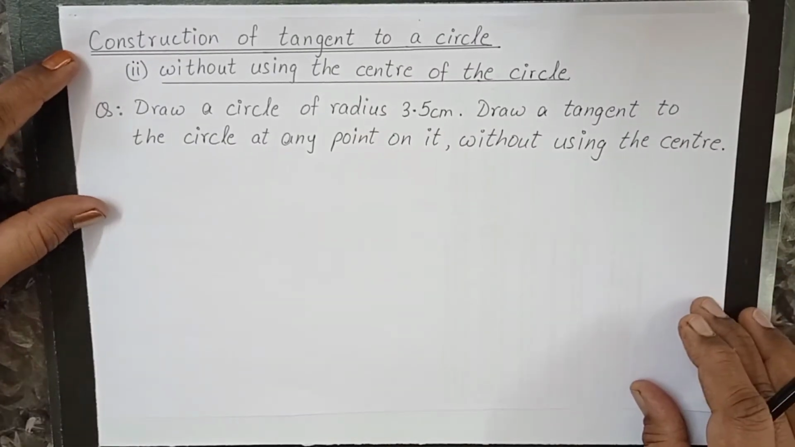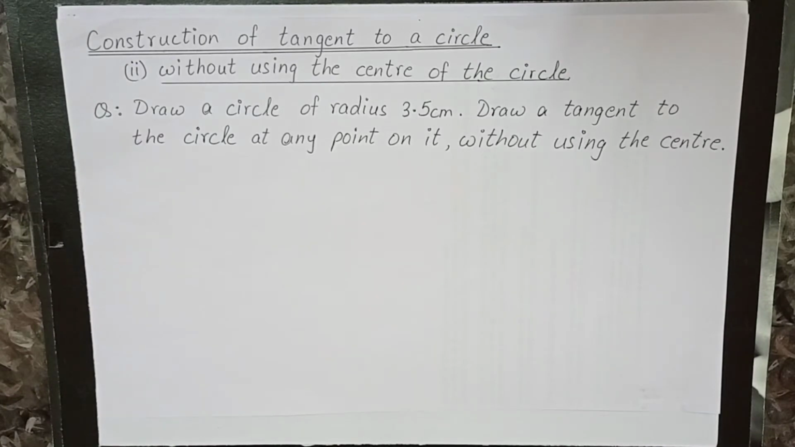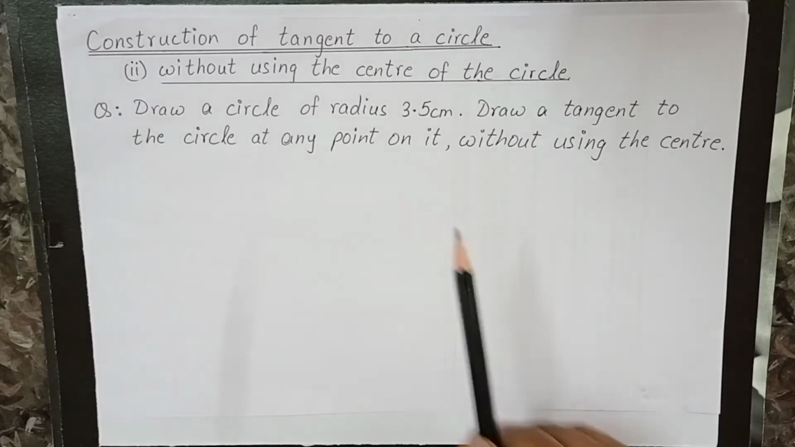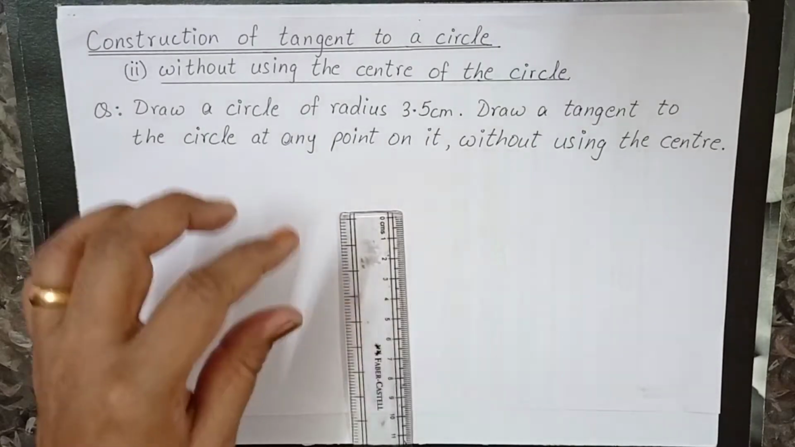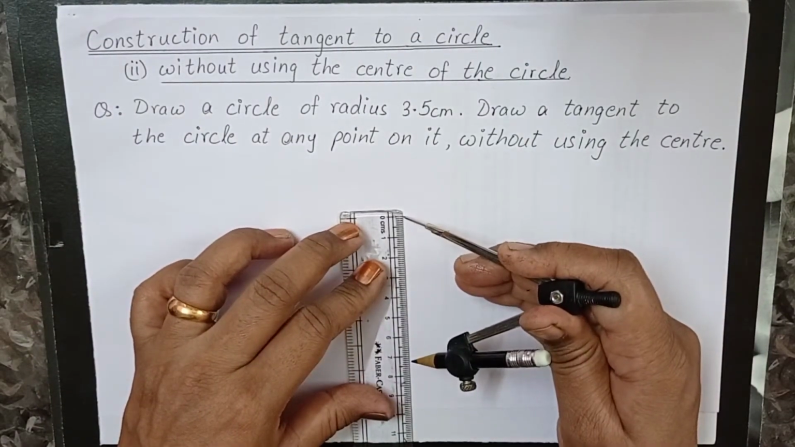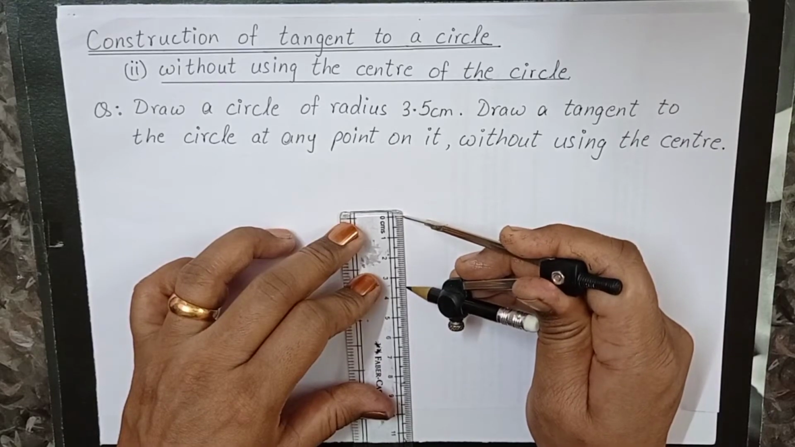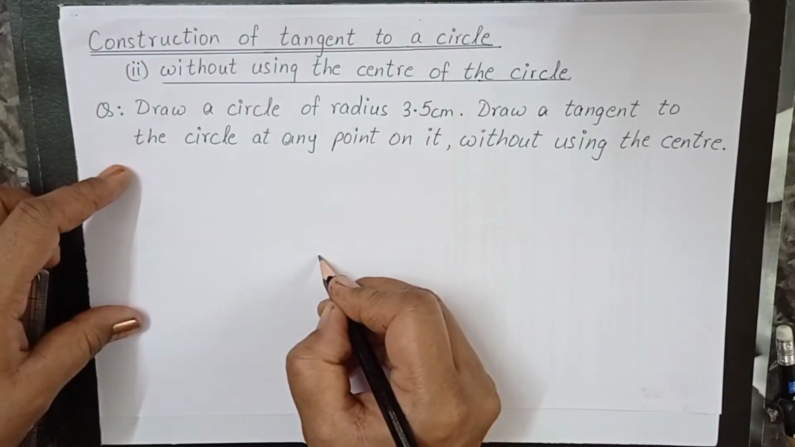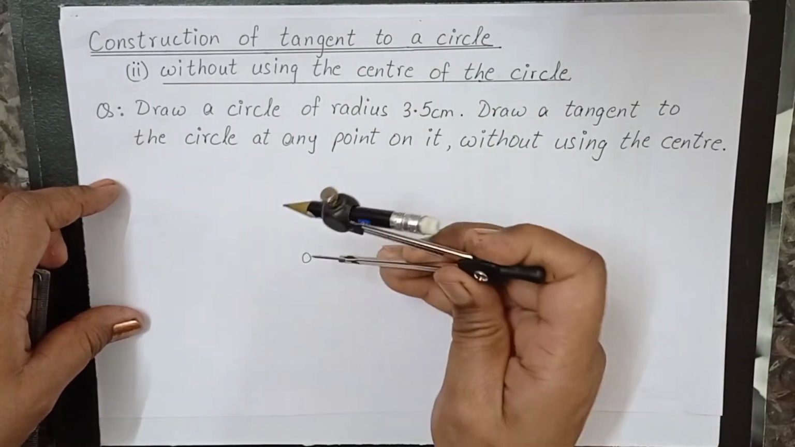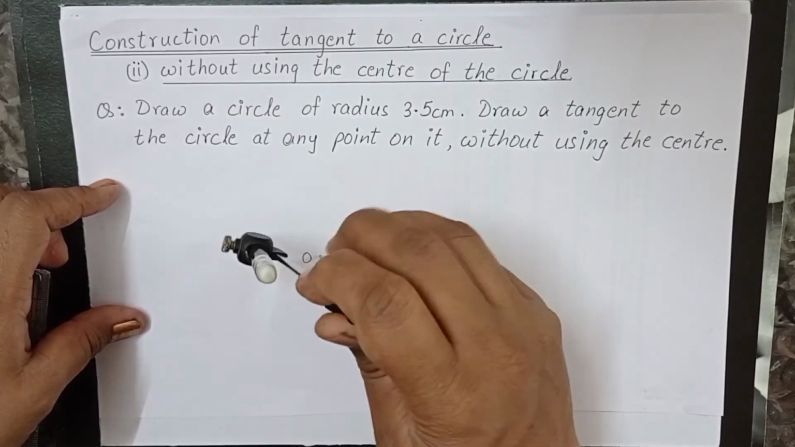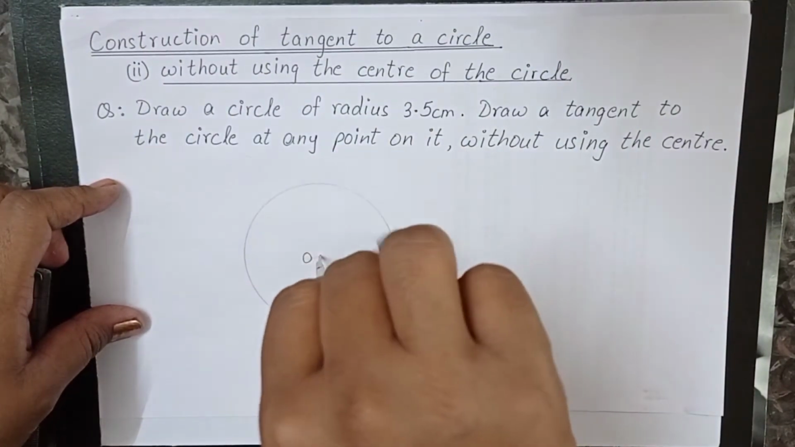Now let us see the next construction, which is without using the center of the circle. Construction of tangent to a circle without using the center of the circle. Draw a circle of radius 3.5 centimeter. Draw a tangent to the circle at any point on it without using the center. So again, first and foremost, we have to draw a circle of radius 3.5. So let us first take 3.5. Take any point, say O as the center, and draw the circle. This is the circle.